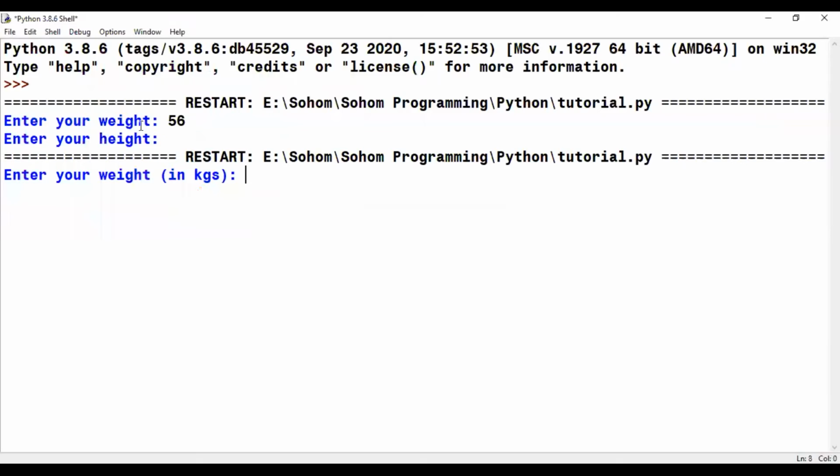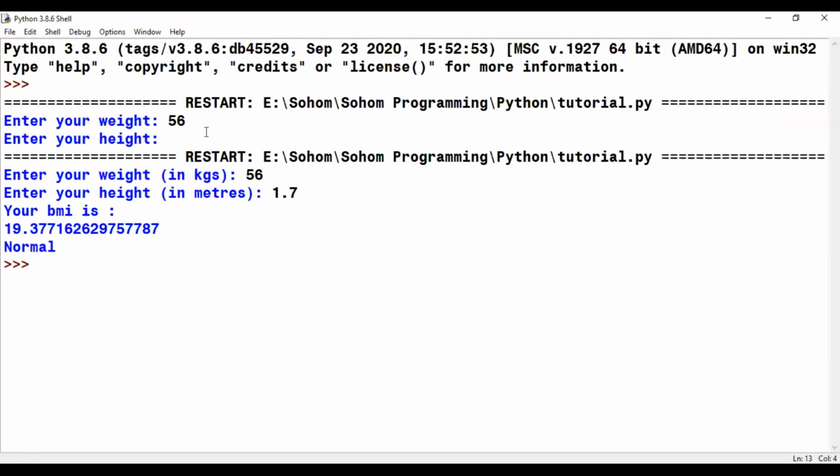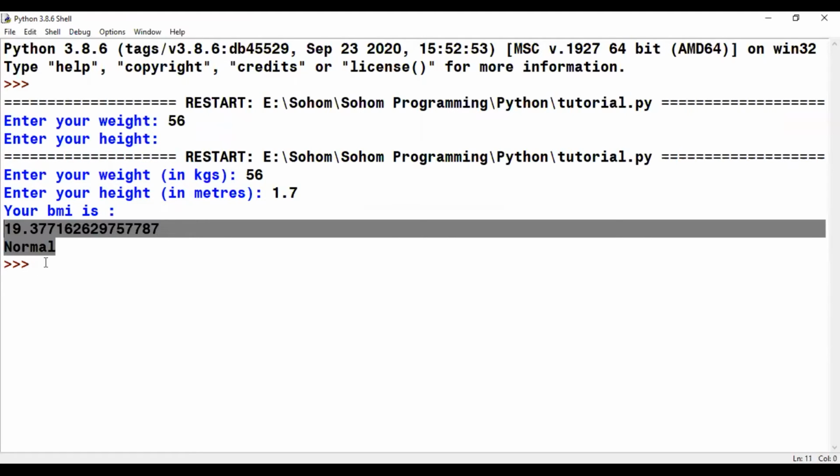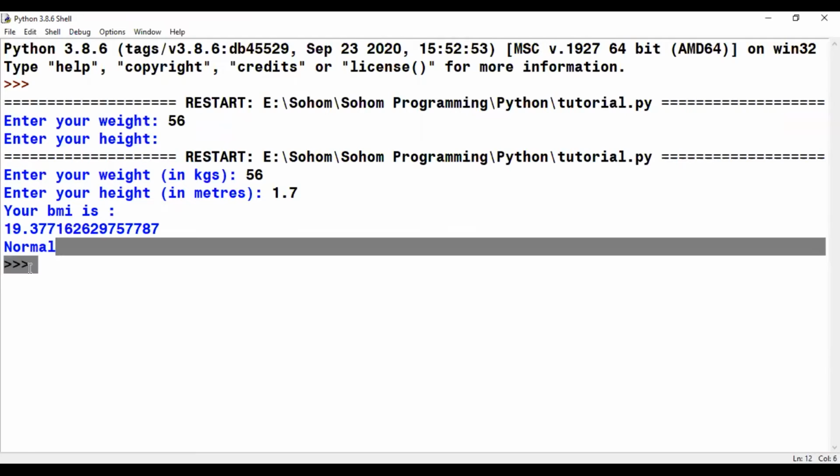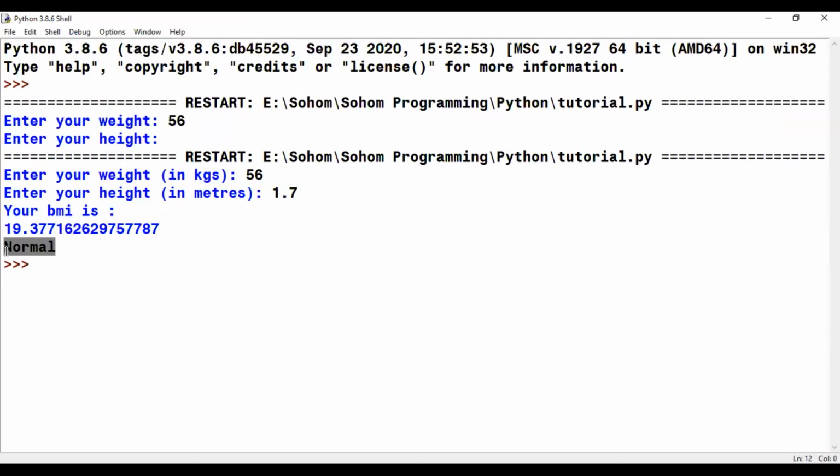And if I just run it now, first I'm going to write the weight in kgs, and let's say then my BMI is this and it is normal. Then I'm not overweight or any kind of underweight, I'm normal. So this is all about BMI. So let's take a look at another project.